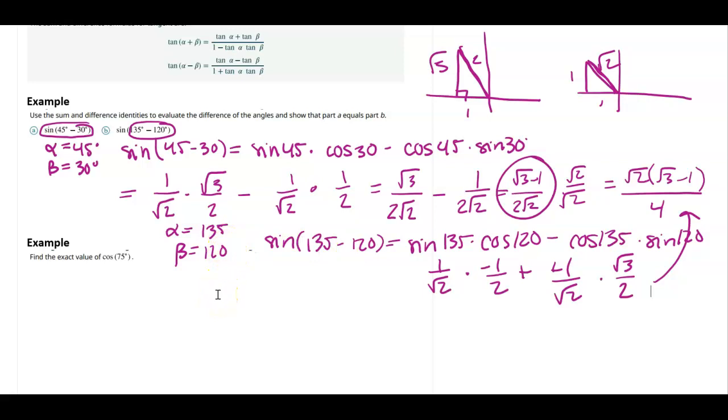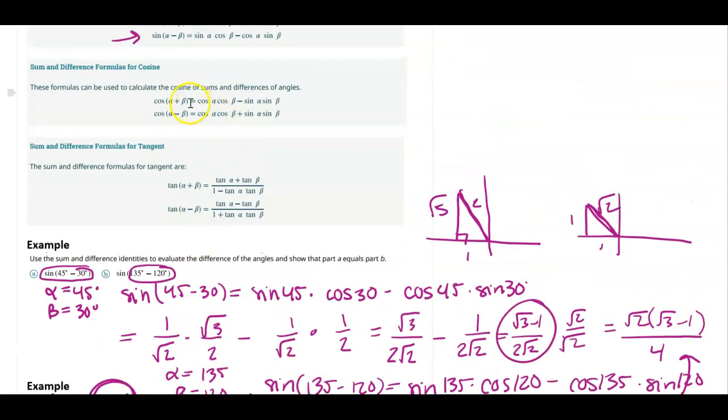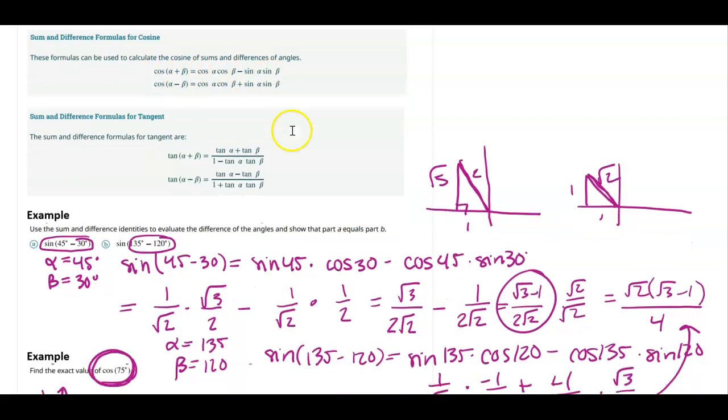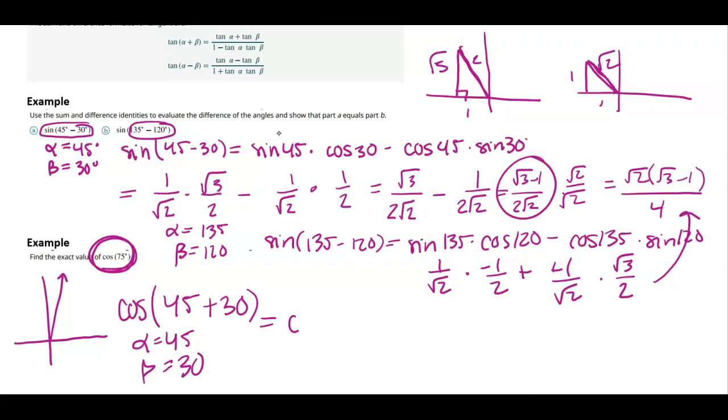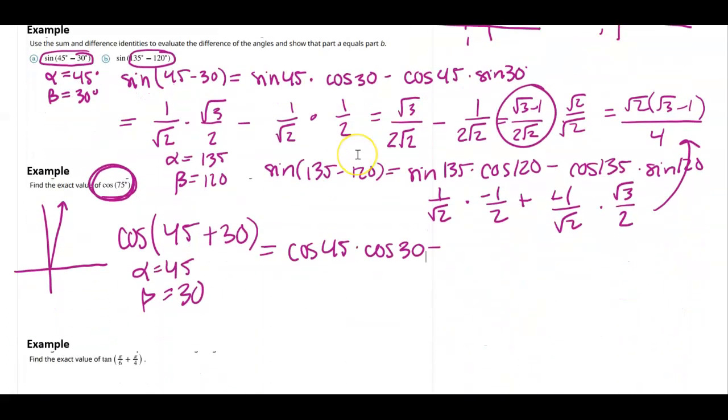Here's another example. It wants us to find the exact value of the cosine of 75. Well, 75 is not one of my known angles. However, I could rewrite 75 as 45 plus 30. So if I say alpha is 45, beta is 30, let's go up and look at what our formula is for the sum, cosine here. So cosine alpha cosine beta minus sine alpha sine beta.